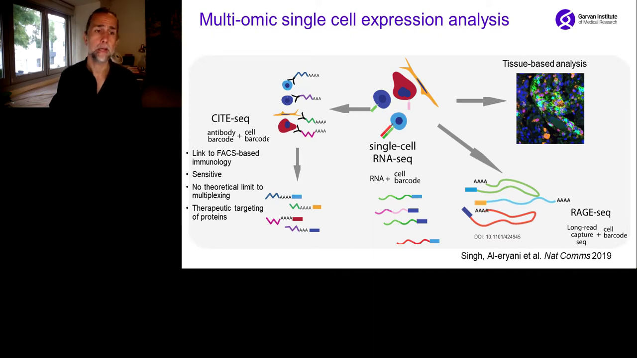The other nice thing about CITE-Seq is it's both sensitive, but also can be massively multiplexed. And so we're using libraries of somewhere around 150 antibodies currently here because they all just have a different barcode. So that's quite easy to use. And finally, of course, this is really important to us when we consider therapeutic targeting of proteins.